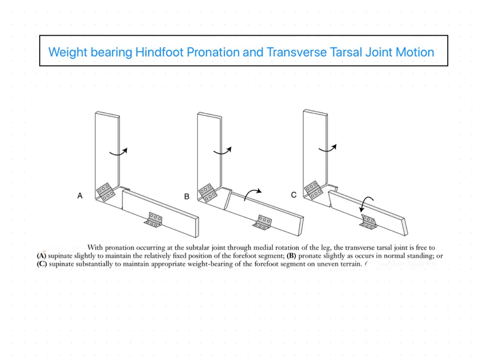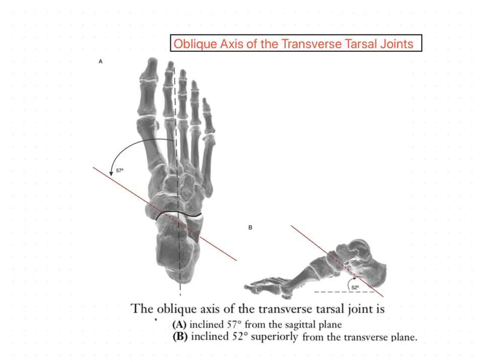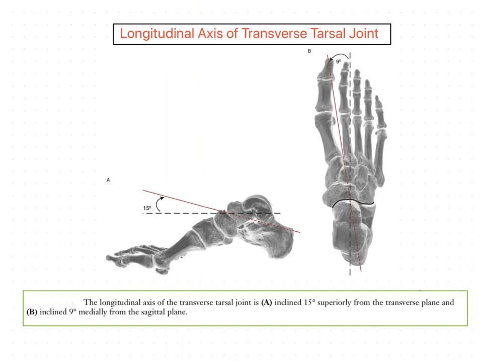Dear students, welcome back. In the previous session we discussed the transverse tarsal joint function, in which we have seen two axes: the oblique axis and the longitudinal axis of the transverse tarsal joint. So this proposed longitudinal and oblique axis for the transverse tarsal joint indicate a function which is similar to that of the subtalar joint, isn't it?